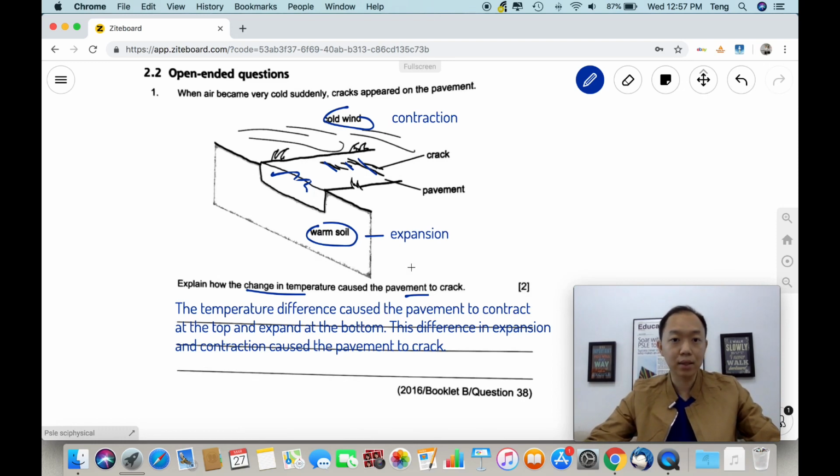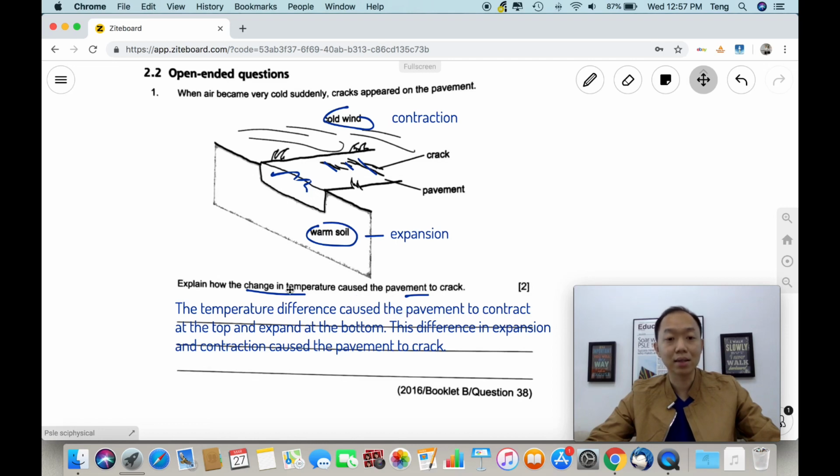So of course you can go and explain more about the warm soil. The warm soil causes the bottom to expand, or the cold wind at the top causes it to contract at the top. I think you can talk about that, but you see the start-end technique is easy because at the start you just copy whatever is here. Change in temperature. So start, you talk about the change in temperature, and then you fill in what's in between.